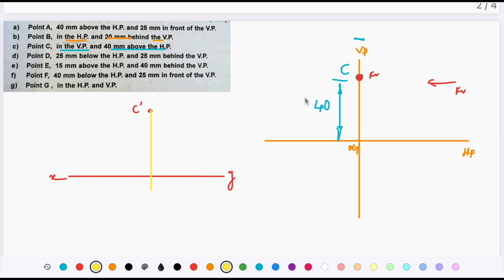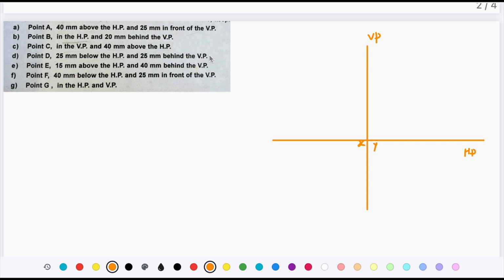On this projector we are going to look at top view. When you draw its top view, we need to project it on the horizontal plane. So in this case, when you project its top view on XY line, on XY line itself you will get its top view. The distance of front view to be shown, this distance is 40. So this would be the solution for point C.